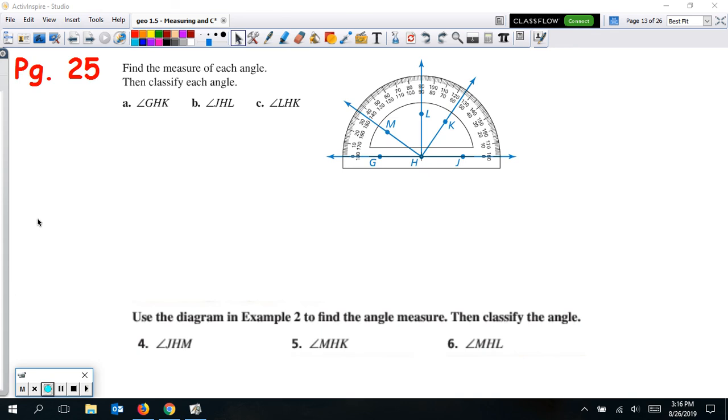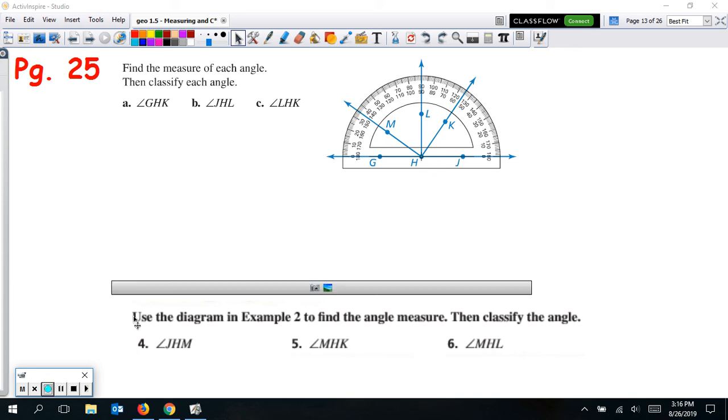All right, so on page 25, right there below that protractor one, we're going to go ahead and look at these. I'm going to have you write these ones down, though. We'll do these kind of right now. You can just watch A, B, and C, but you're going to write on your notes 4, 5, and 6. We're going to still use the same protractor for those.